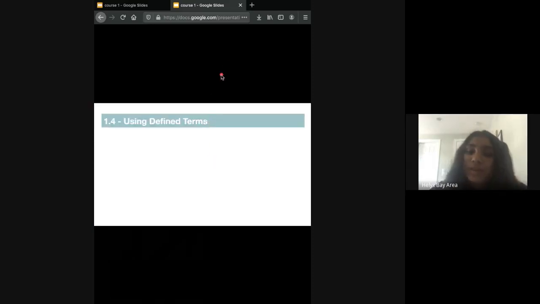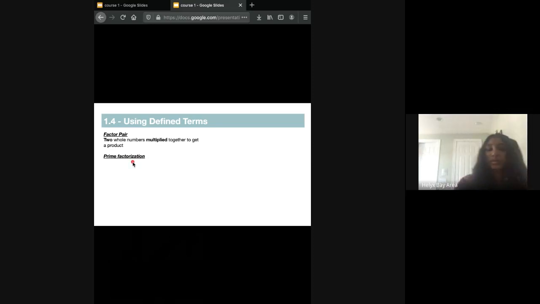We have defined terms here. So our first defined term is a factor pair. A factor pair is when you have 2 whole numbers multiplied together to get a product. So this would be like 2 times 3 is equal to 6. 2 and 3 are factor pairs to make 6.